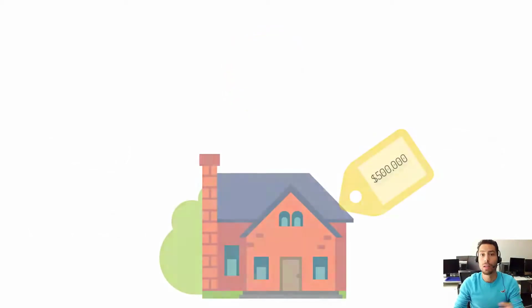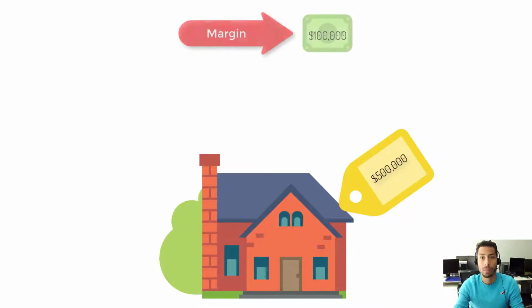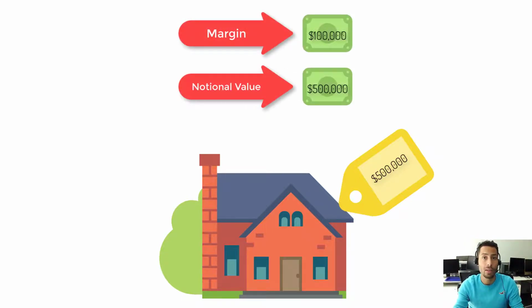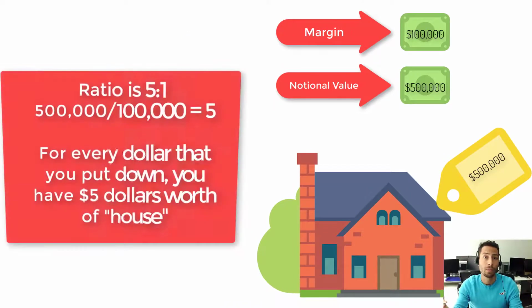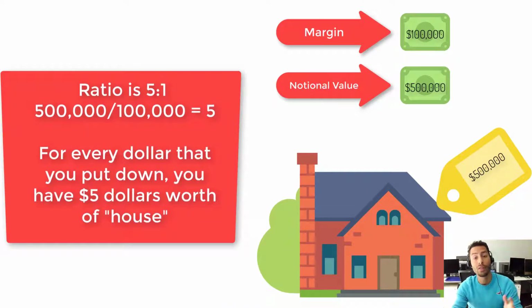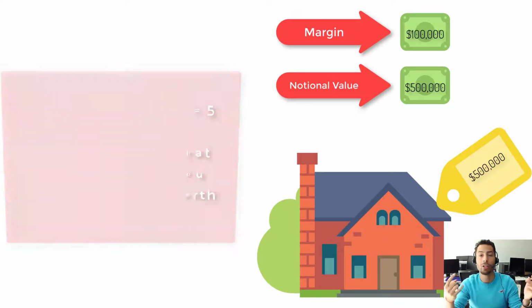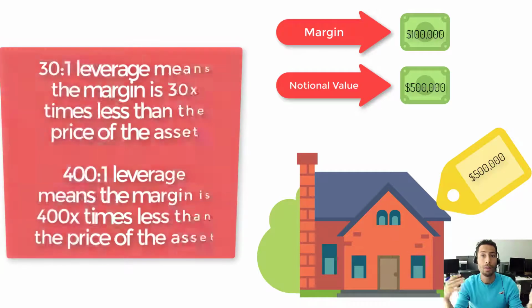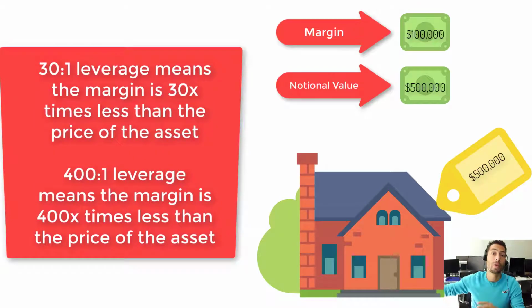Again, going back to the example with the house, if you put $100,000 as margin and you buy a house that's $500,000, the ratio there is 5-to-1. So for every dollar that you have, you're controlling $5 worth of house. Your leverage is 5-to-1. It's literally that simple. The leverage is how much each of your dollars is worth. So 30-to-1 means that for every dollar that you have, you can buy up to $30 worth of product. If you have 400-to-1 leverage, that means that for every dollar that you have, you can buy up to $400 worth of product.